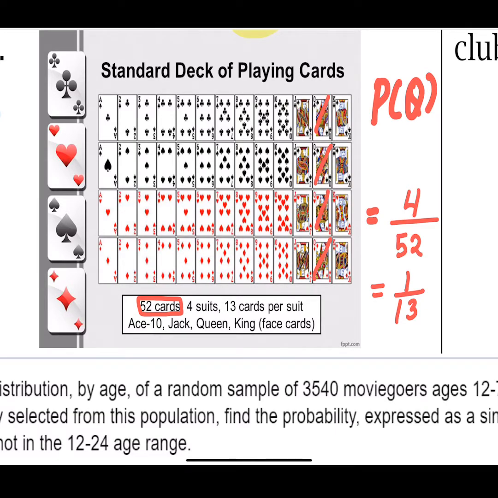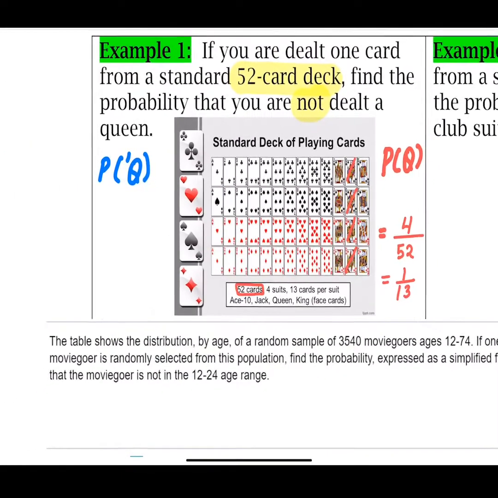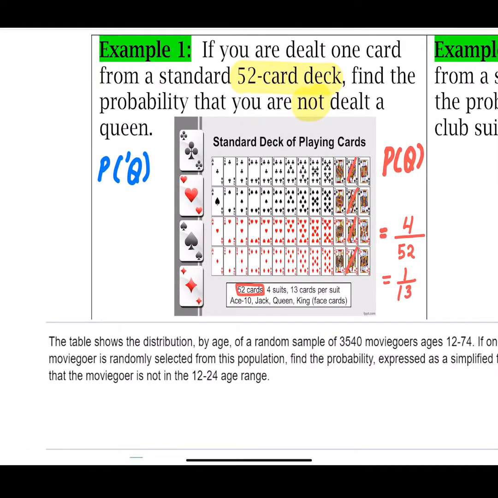Now, what's the probability of not dealing with the queen? How do I find that? Simply 1 minus 1 over 13, which will give you 12 over 13. Okay? So that's the way to do it.